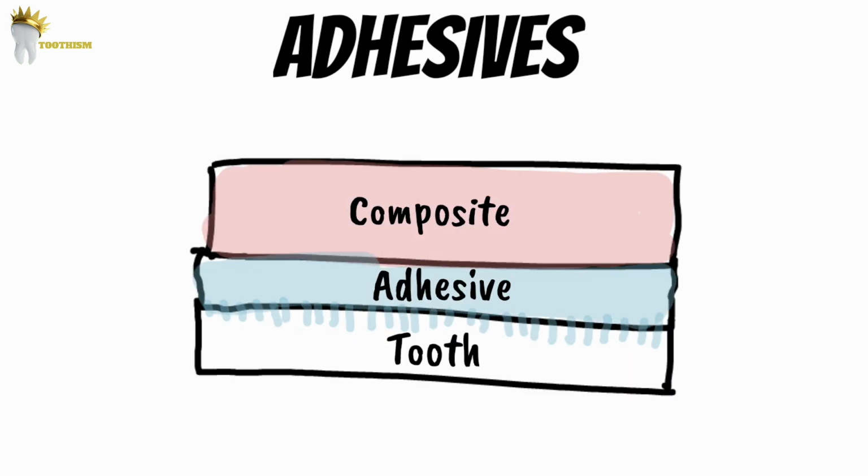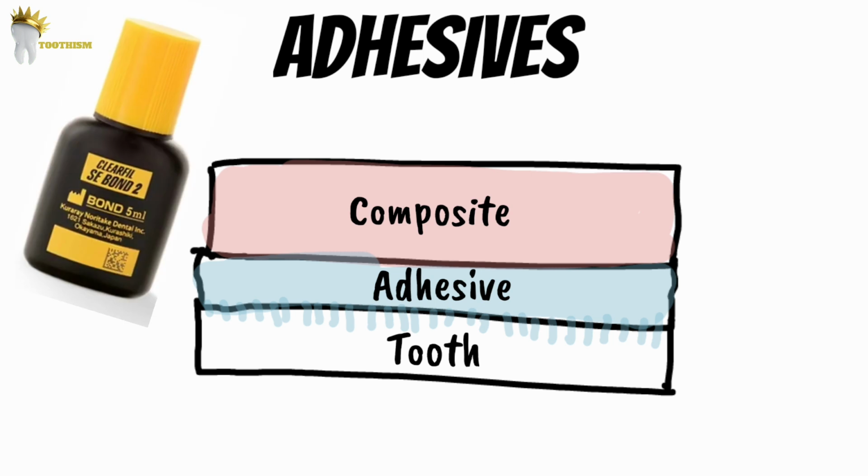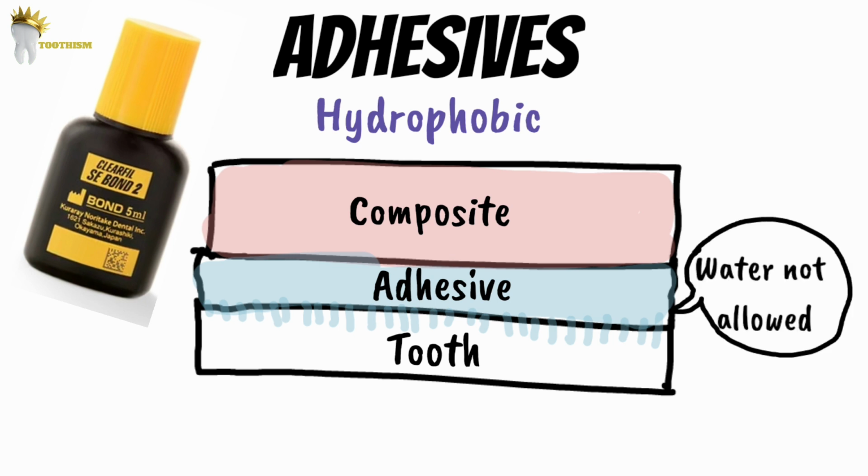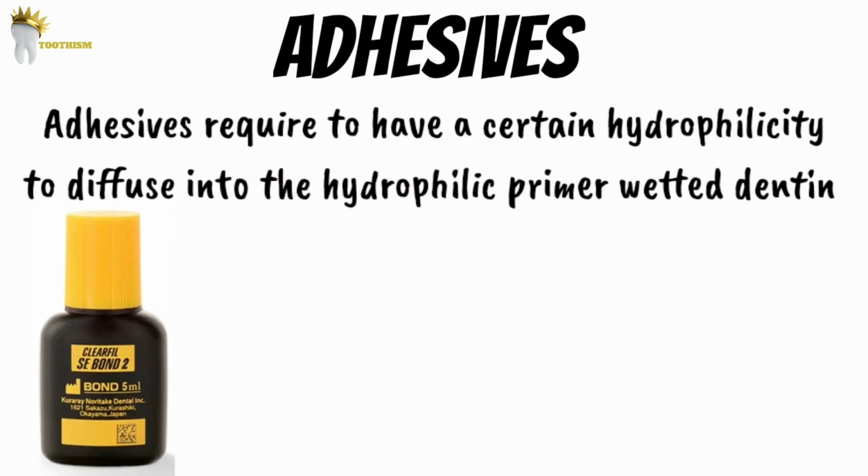In addition, the adhesives also prevent fluid leakage along the restorative material's margin. We know that adhesive resins don't like water, they are hydrophobic. But this fear of water is actually good because that's why they don't allow fluid leakage along the margins of the restoration. At the same time, adhesives require a certain hydrophilicity to diffuse into the hydrophilic primer wetted dentin.